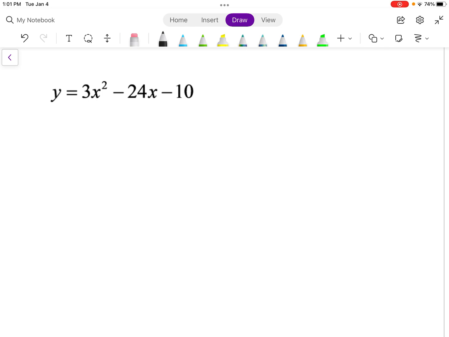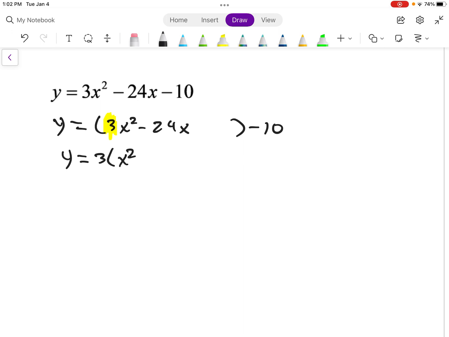Okay, but we're going to take the first two and group them together. Got 3x squared minus 24x minus 10. This leading coefficient, you can't have it there, so we've got to factor out that 3. So I take the 3 out of the 3x squared, it'd just be x squared. Take the 3 out of the 24. Remember, you're dividing by 3. So it'd be minus 8x.